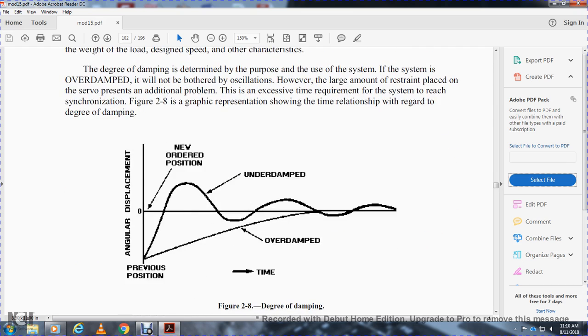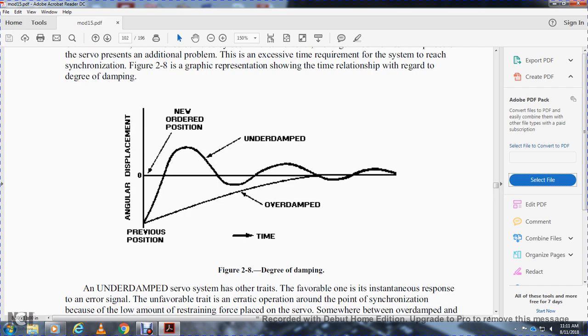Alright, this shows the angular displacement with the new ordered position at 0, the previous position under 0, and the negative frame with the underdamping, and then back when it crosses over, then positive overdamping when it comes to underdamping as the oscillation dies out.